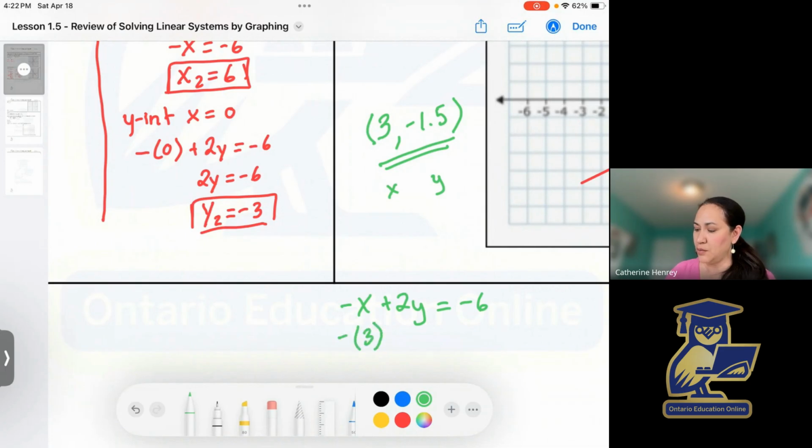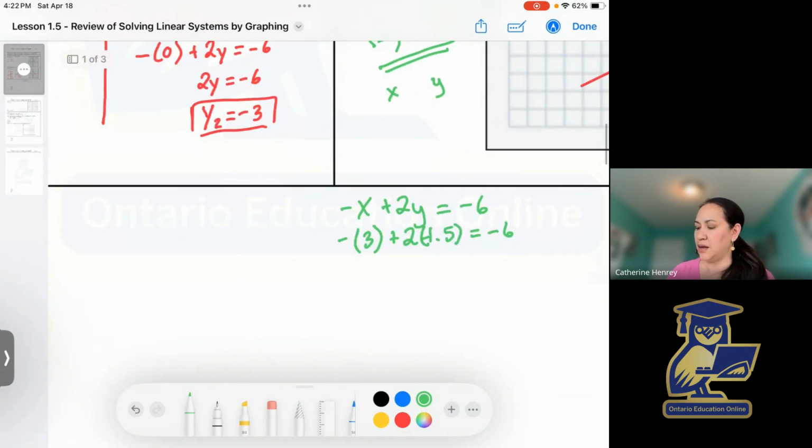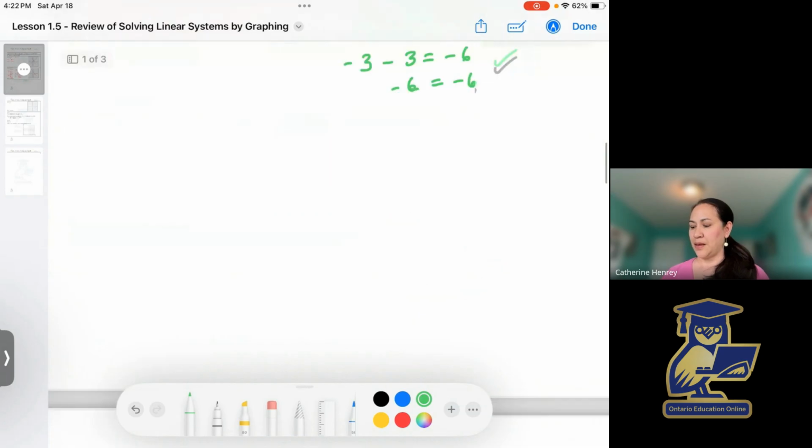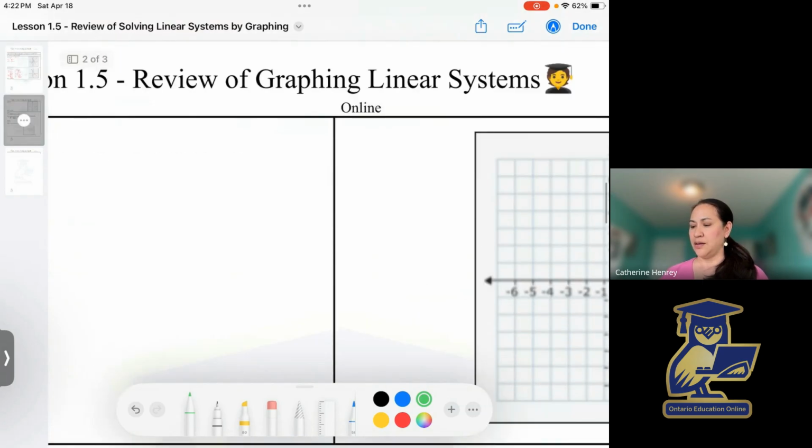-3 plus 2 times 1.5, -1.5 equals -6. So -3 minus 3 equals -6. And it looks like this checks out. So I'm going to go ahead and say that this point of intersection is the solution to this system. Moving on.